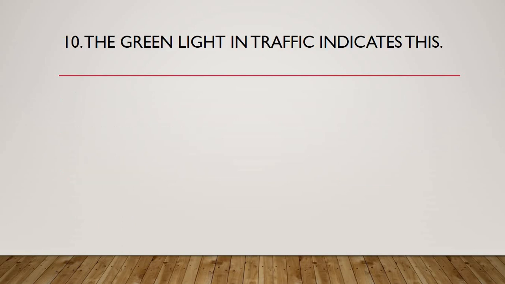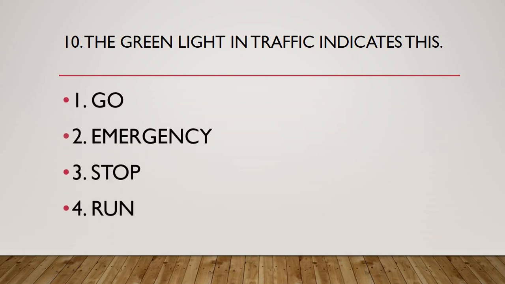And number 10, the green light in the traffic indicates this. Go, emergency, stop, run. So what does the green traffic light indicate? Please write the correct answer. If you have written the correct answer, let's see what the correct answer is here. Go. That means when the green traffic light is on, vehicles can start and they can go on their way.